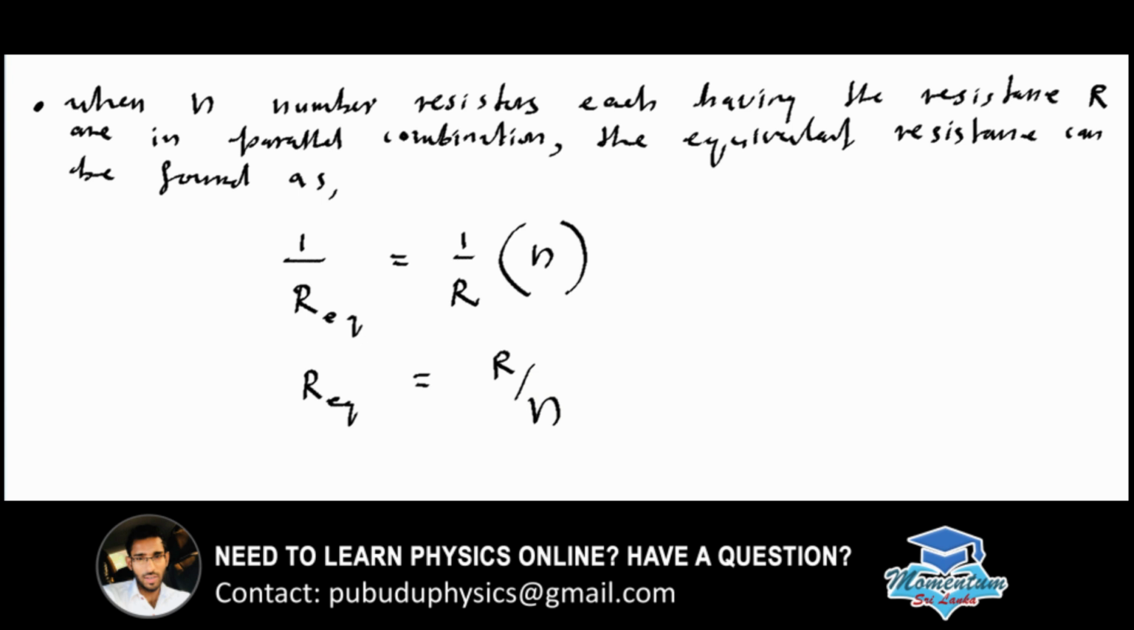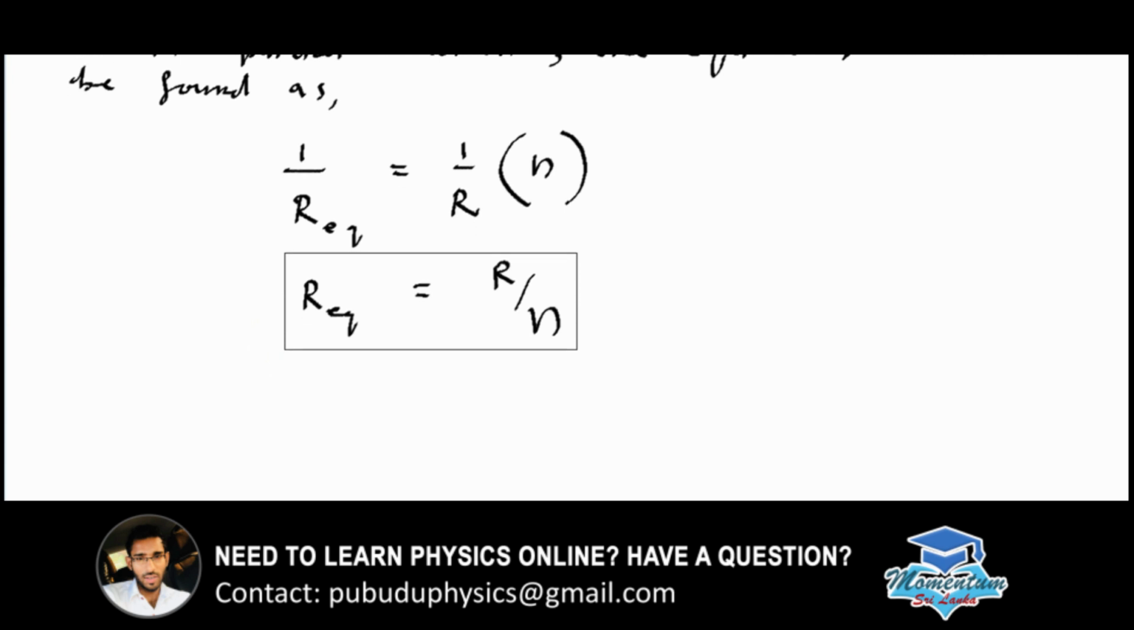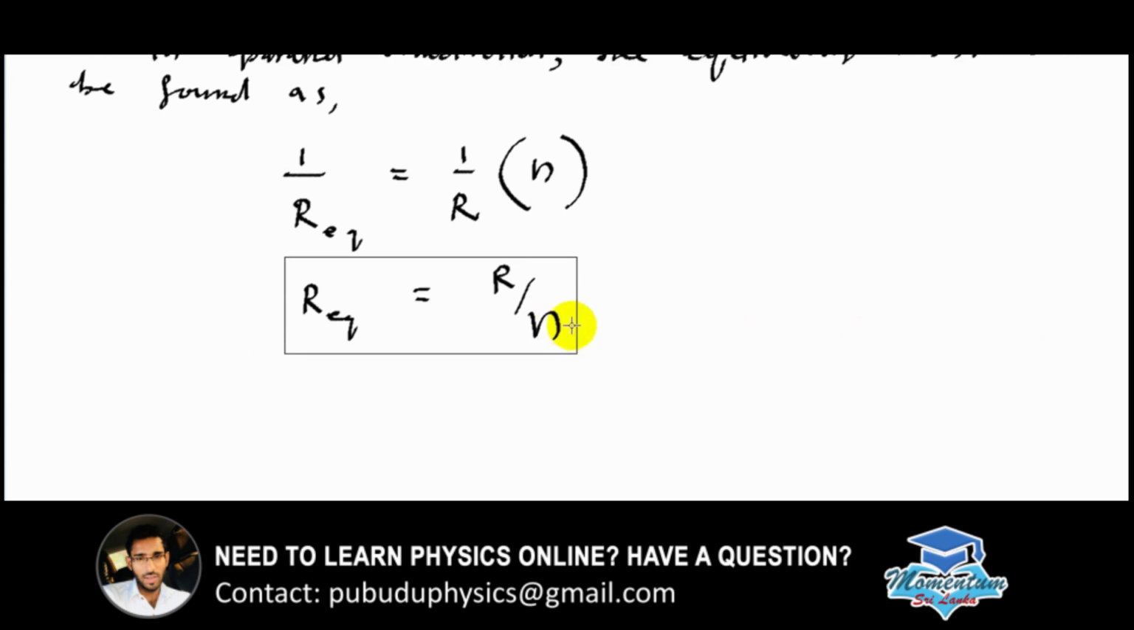So this is the most useful way when doing complex circuit analysis in physics problems. As an example, if there are two resistors each having the resistance R in parallel combination, the equivalent one is R by 2. When having 3 resistors, then R by 3. When having 4 resistors, R by 4, like that.